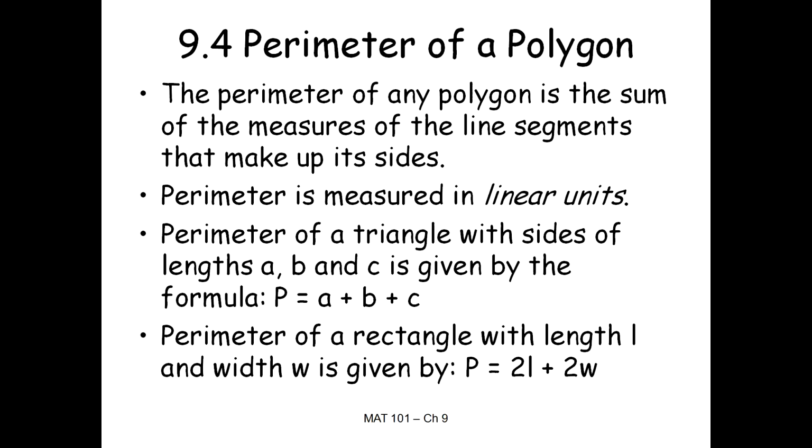The perimeter of any polygon is the sum of the measures of the line segments that make up its sides. And perimeter is measured in linear units. So if you have a triangle of length A, B, and C, and length is in inches, the total length in inches of the perimeter is length A plus length B plus length C in inches, and so on. And the perimeter of a rectangle with length L and width W is given by perimeter P equals 2 times L plus 2 times W.